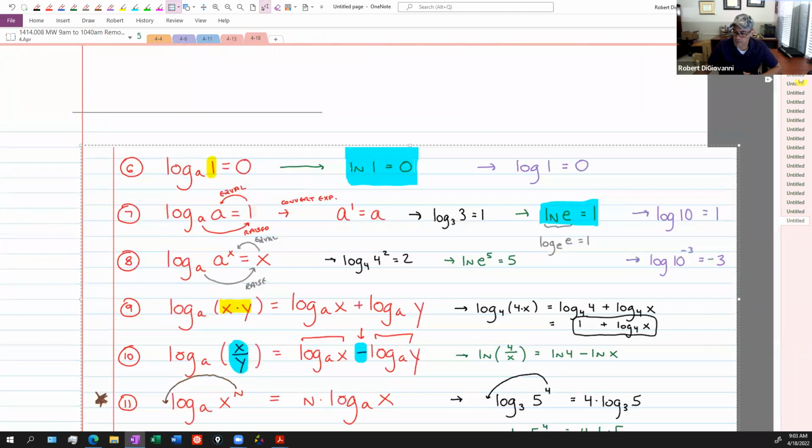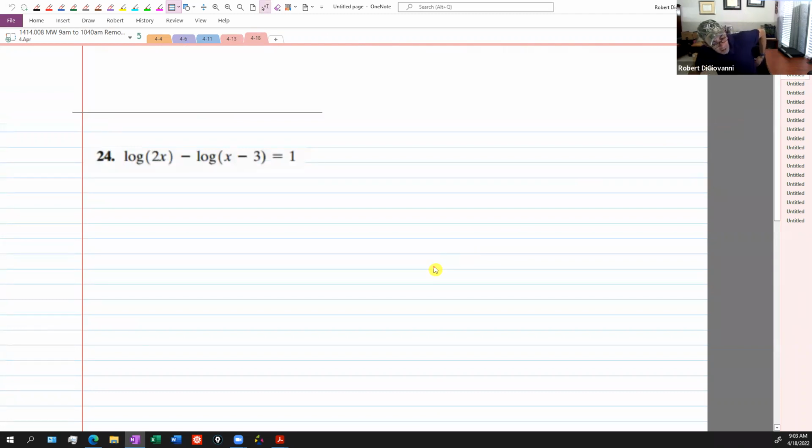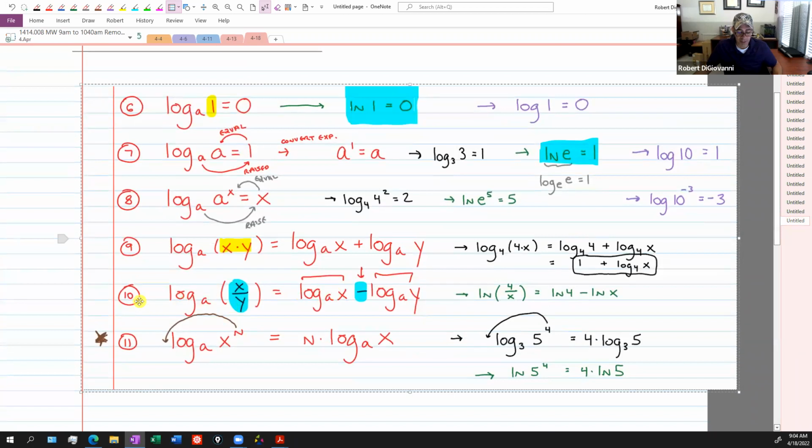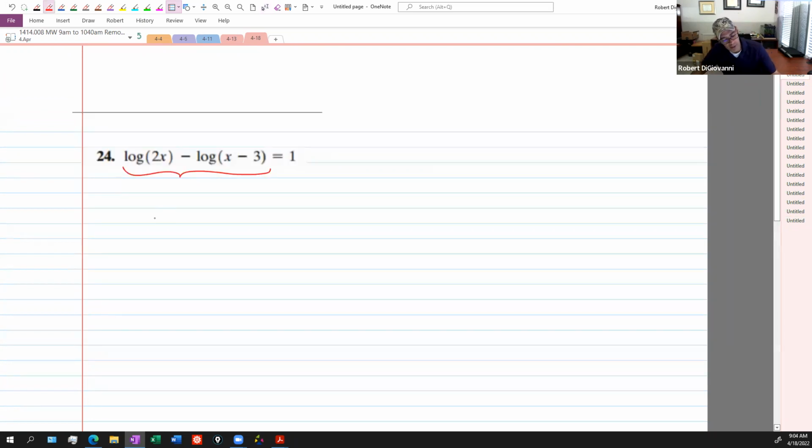All right, so let's go. We got a log equation with two logs on the left-hand side. Before I can use a loop, I've got to condense these together. To put these two into a single log, I'm going to use property 10 backwards. If we have two logs being subtracted, I can turn it into division inside of a single log. So let's go ahead and do that.